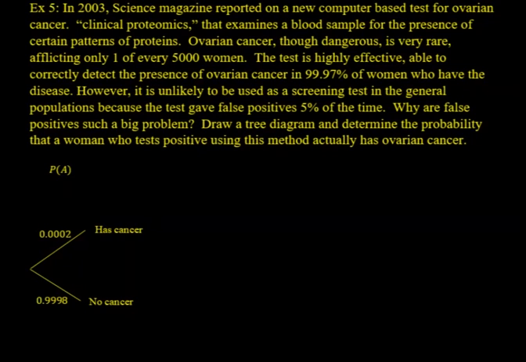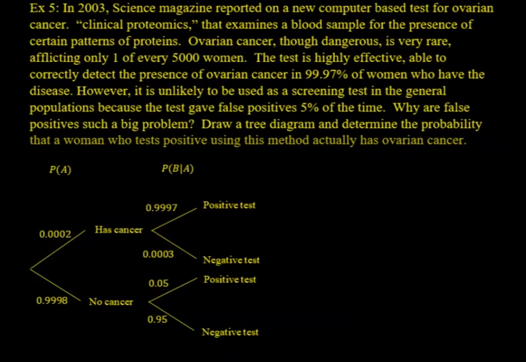In the next column, we have the probability of B given A, so given they have cancer, positive test, given they have cancer, negative test. We start with the probability that given they have cancer, they have a positive test, 0.9997. The probability that given they have cancer, they have a negative test is 0.0003. On the bottom, given they have no cancer, what's the probability they have a positive test or a negative? So positive test given no cancer is 0.05, negative test given no cancer, 0.95.